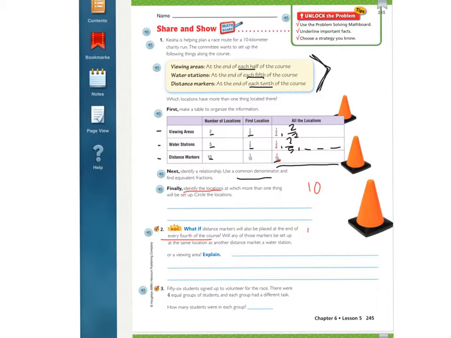Do you have any equivalent fractions to those 4 fractions in viewing areas, water stations, or distance markers? Again, those are 1/4, 2/4, 3/4, or 4/4. Do you have any equivalent fractions to the ones you've identified there? If you do, they would be at the same location, right? Explain your thinking. Please finish number 3 on your own in your textbook.